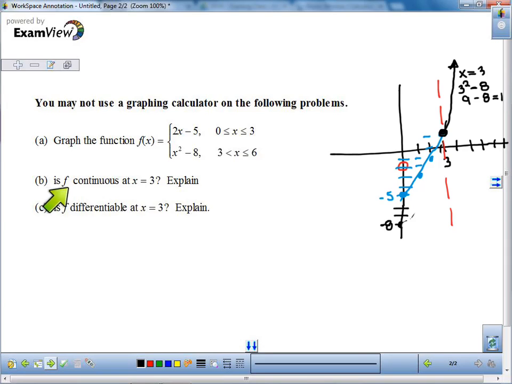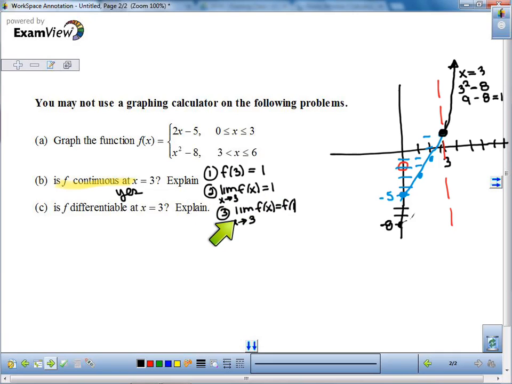So the first question says, is f continuous? And yes, it is continuous. Why? Because the point exists, the limit exists, the point is equal to the limit. Remember when you write this, you need to write it in math notation. If you write it in English, you have to say, because f of 3 equals 1, the limit as x approaches 3 of f of x equals 1, and the limit as x approaches 3 of f of x equals f of 3.